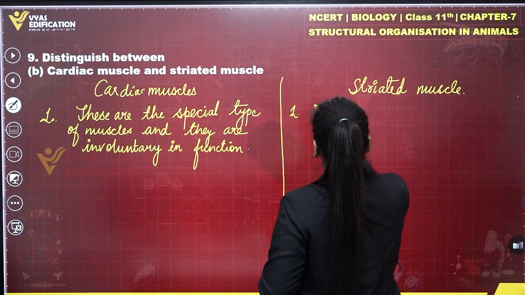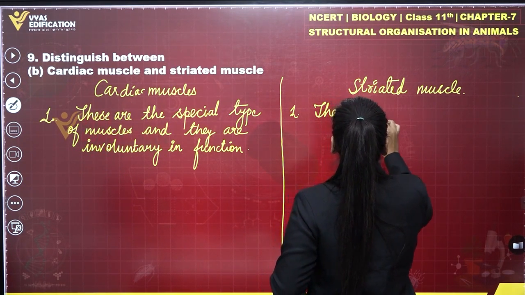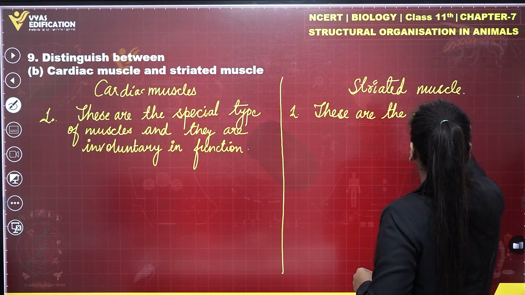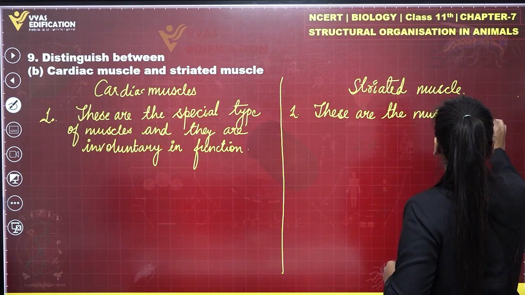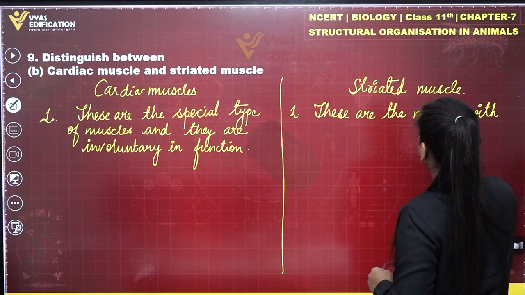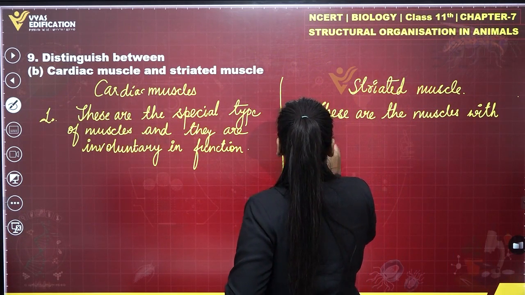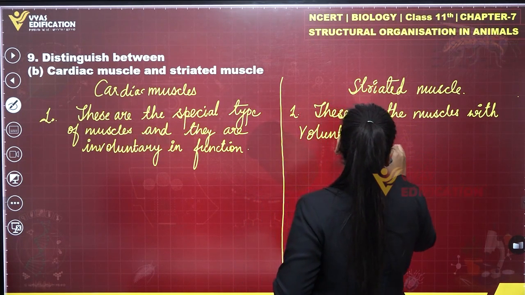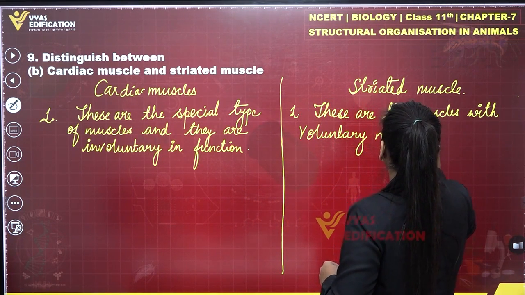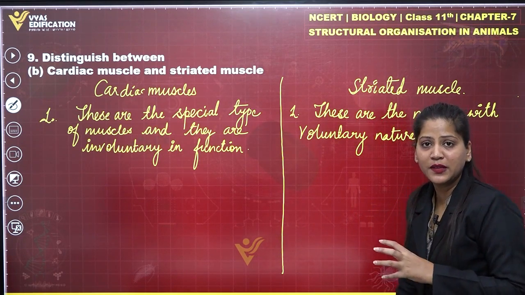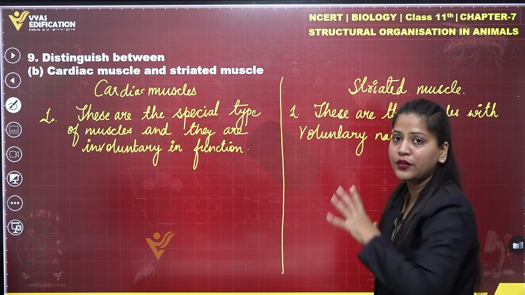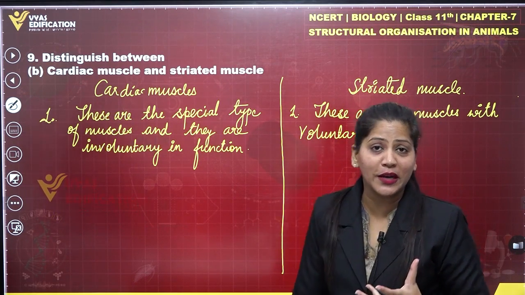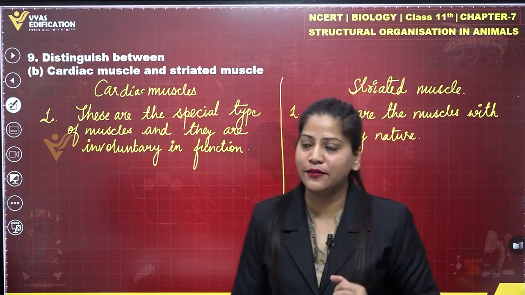Then the first point of striated muscles: these are the muscles with voluntary nature. That means we can regulate the function of these muscles. Cardiac muscles are involuntary in function, whereas the striated muscles are voluntary in function.